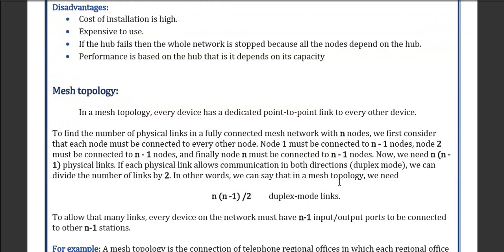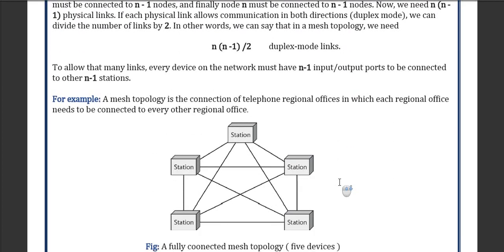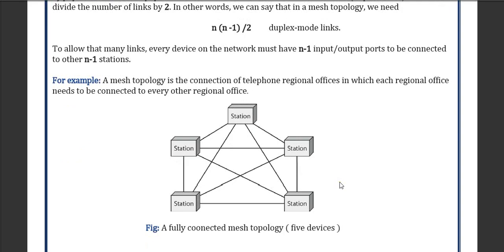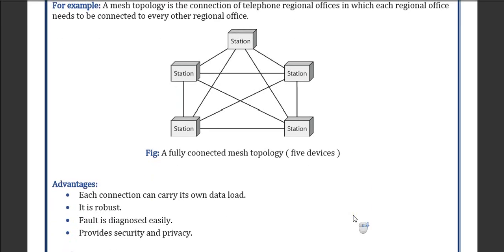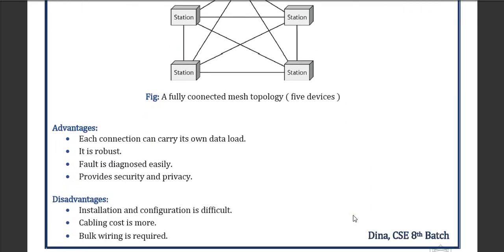And the last one is the mesh topology. In a mesh topology, all stations are connected with each other by single links. Here, every station is connected with every device. Here are 5 devices which are internally connected, which is known as a mesh topology. The advantages and disadvantages are given below.